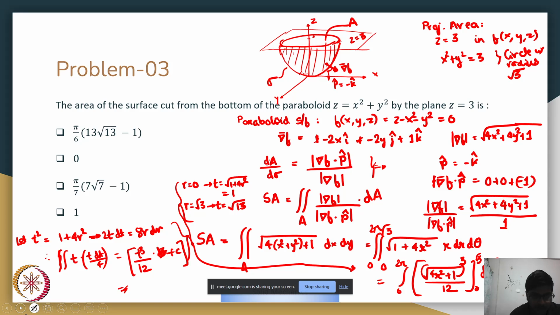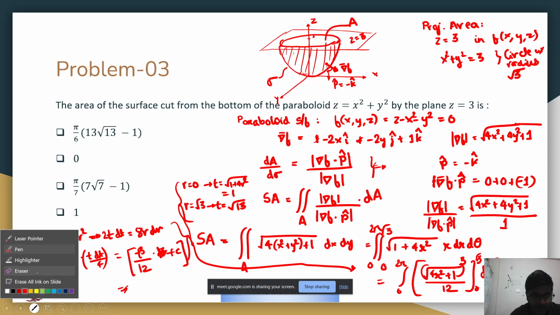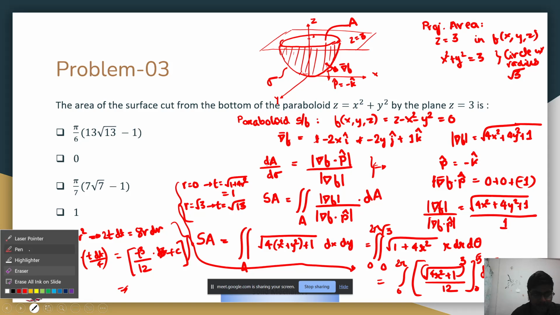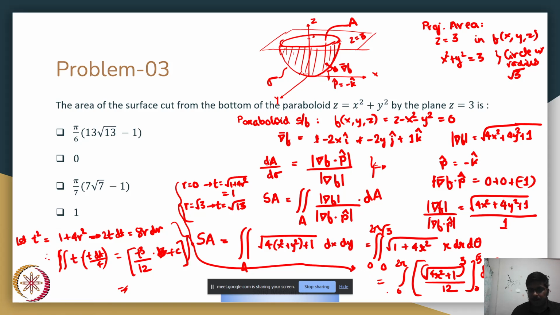I'm out of space here. I'll just remove a few of these things. I'll write it on the top. This is continued on the top.